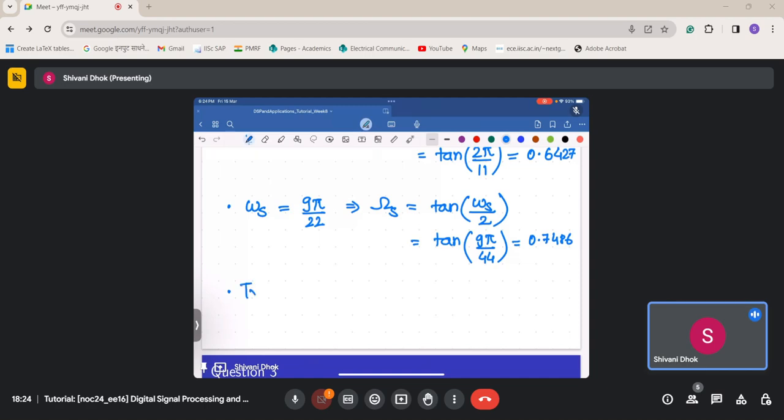So this transition band is omega s minus omega p, which is equal to 0.7486 minus 0.6427, and this comes out to be 0.1059. Is it clear?